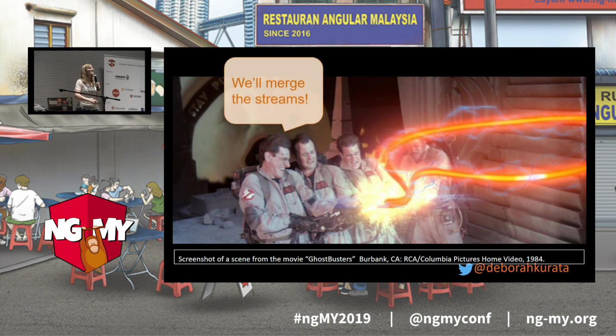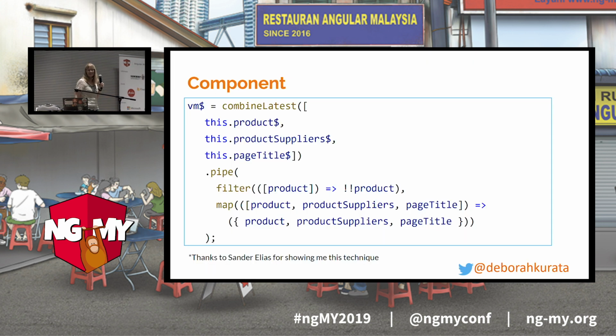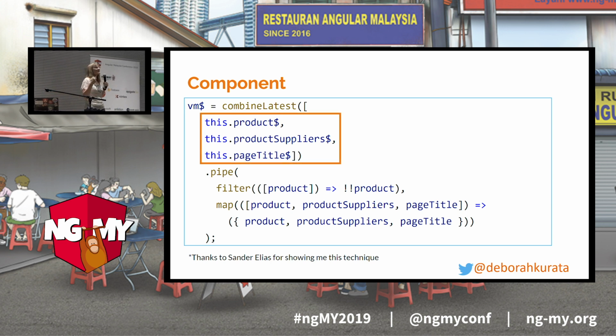And now we are going to merge all of our streams together. So how do we do that? What did we already learn? How to combine our streams? concatMap, or combineLatest, that's right. Not concatMap, combineLatest. You're right. All right, combineLatest. So here we've got our three streams: our stream that's displaying the product information, our stream that's displaying the product suppliers underneath it, and our page title.